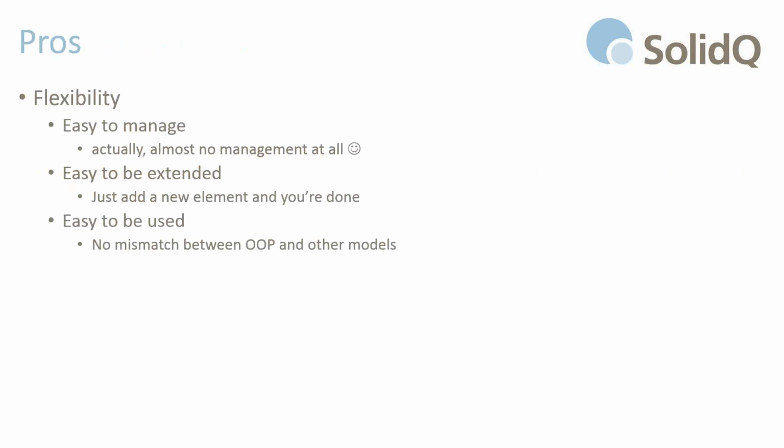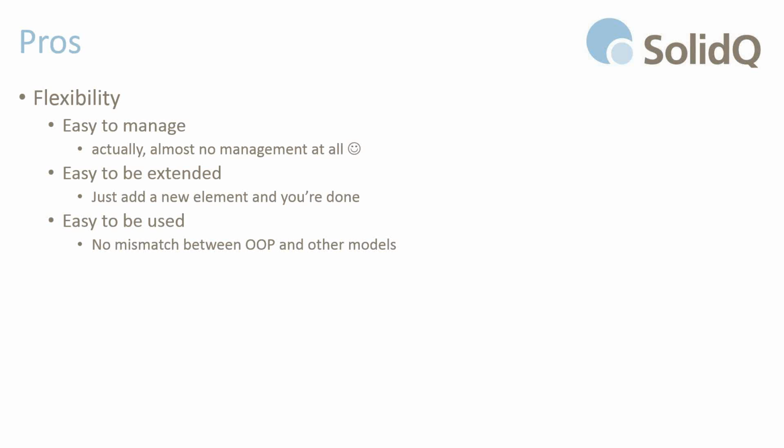The pros, of course, of having a dynamic schema or an implicit schema is that it's really, really easy to manage, because actually you don't have to manage it at all. You just use it, and that's it. You don't have to define the schema before you start to use it, so you can just start to define your schema as soon as you start to define your own data.